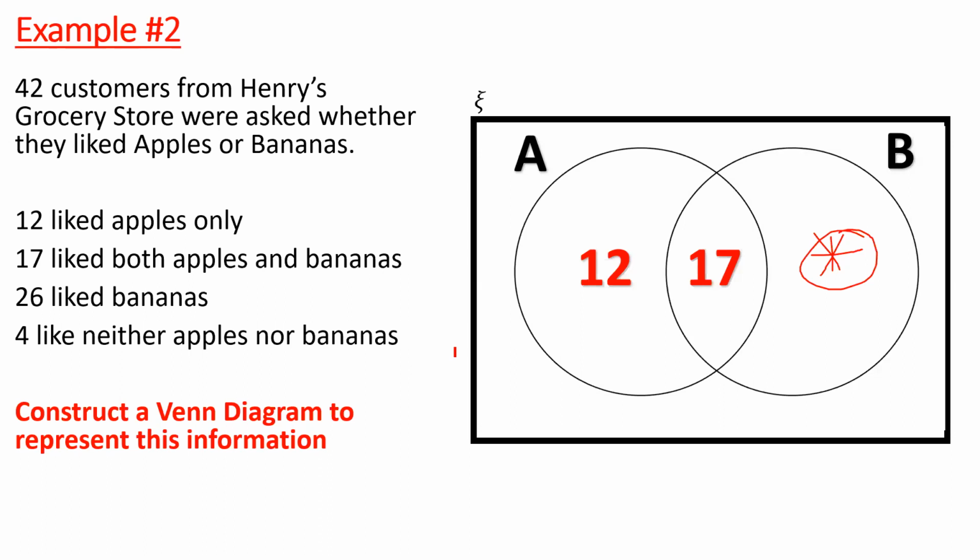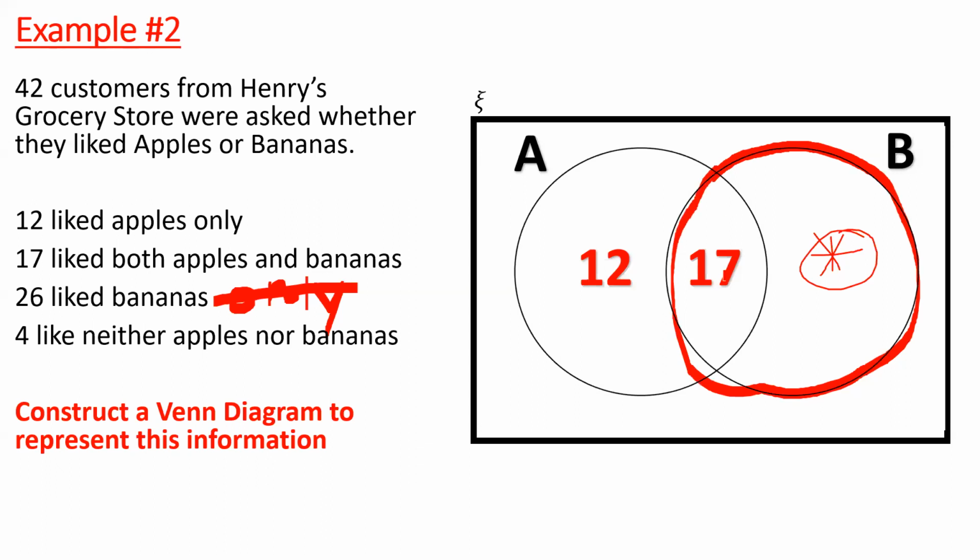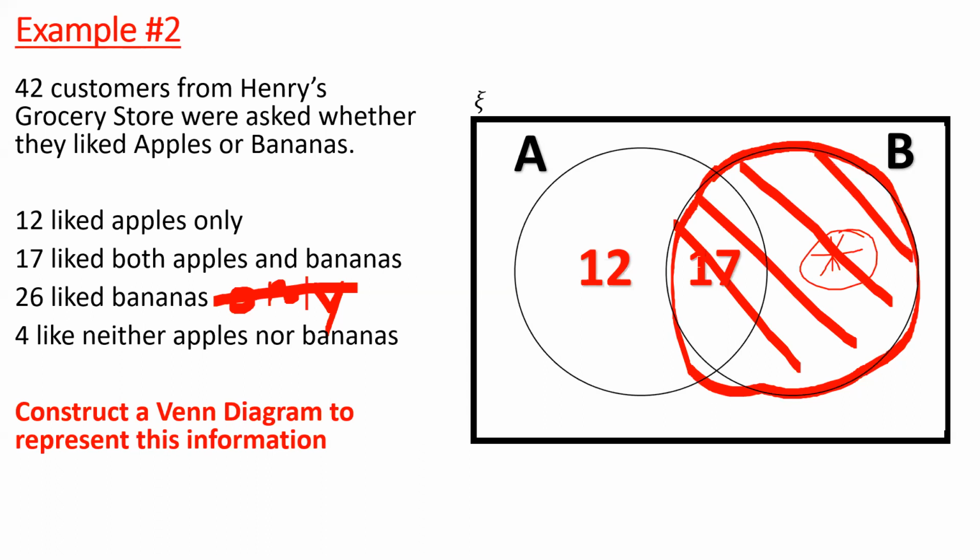Because you said 26 like bananas, not 26 like bananas only. Exactly. Very good. I did not say 26 like bananas only. Do you see that, Shadney? Yes, sir. So when they say bananas, we're talking about the whole circle. So 26 like bananas, which means this whole circle right here is going to be 26. So how do we get what goes into that?